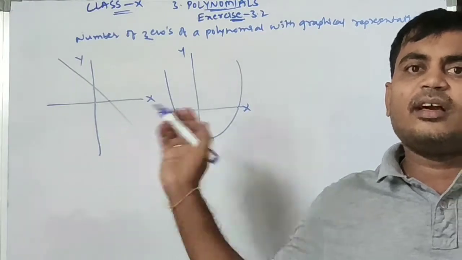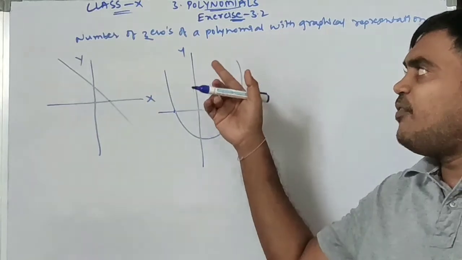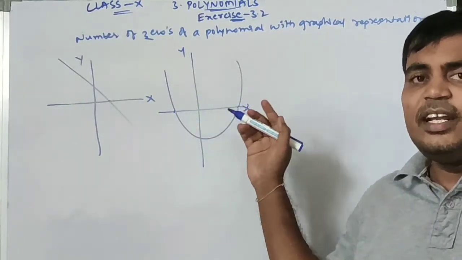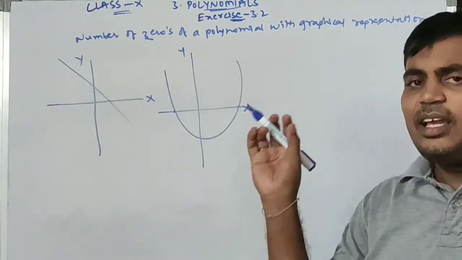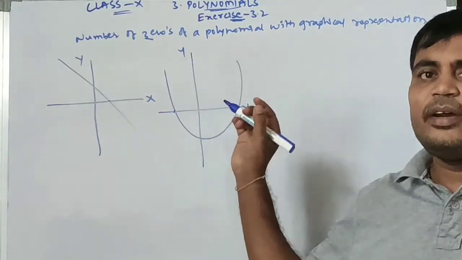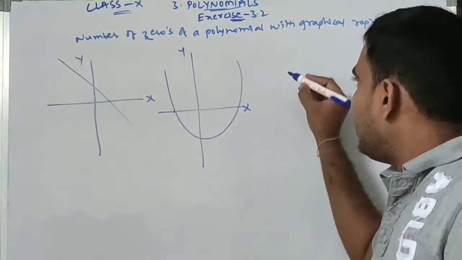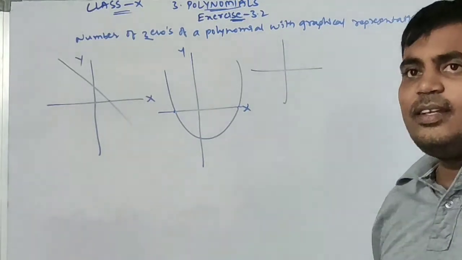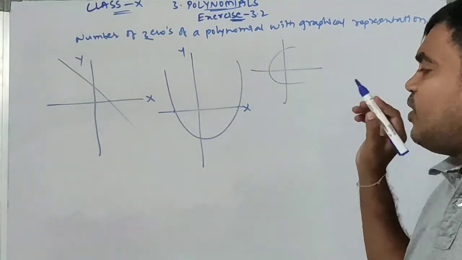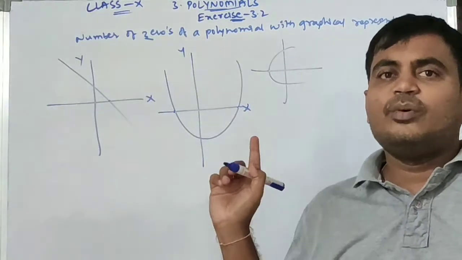Every polynomial is a curve. If we take a polynomial into graphical representation, it shows a curve. The number of points at which that curve intersects the x axis is called the zeros of the polynomial. Okay, next one more. Let us consider this one. I am taking a curve like this. This curve intersects the x axis at 1 point. So the number of zeros is equal to 1.